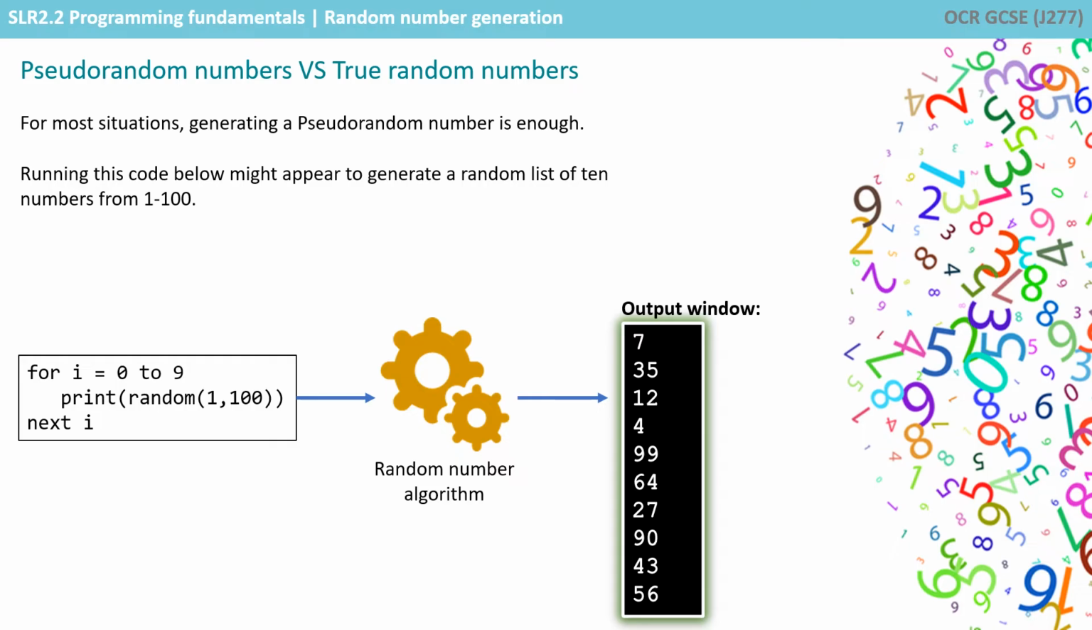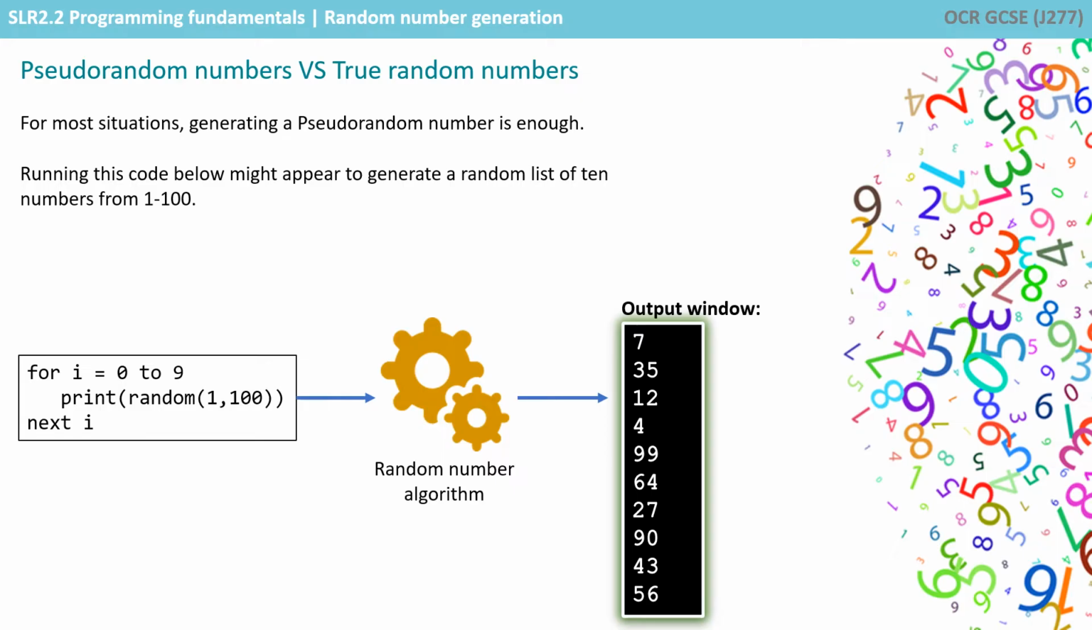Well, to answer this question, we need to look at the difference between pseudo-random numbers and true random numbers. Now, for most situations, generating pseudo-random numbers is enough. If we run this example code below, it might appear that it generates a random list of 10 numbers from 1 to 100. So I've got for i equals 0 to 9, a for loop running 10 times, print a random number between 1 and 100.